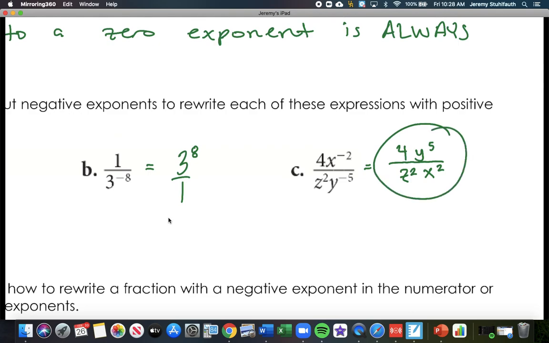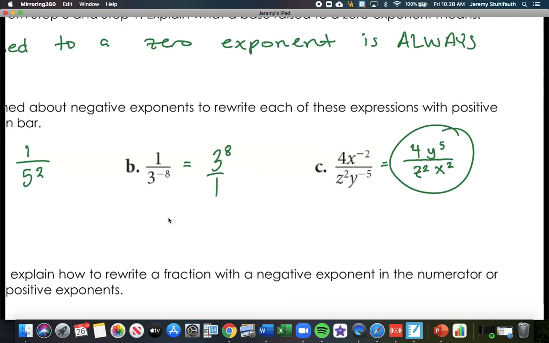Essentially, you take the variables that have negative exponents and, if they're in the numerator, you move them to the denominator and change the exponent to a positive number. If you have it in the denominator, you move it to the numerator and change the exponent to a positive number.